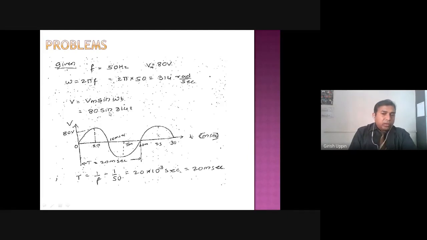Now, when they say sketch the waveform, whenever you have to sketch the waveform, you have to specify the time period T and the amplitude. So how to calculate T? Capital T, the time period, is equal to 1 by f. 1 by f is equal to 1 by 50. That becomes 20 milliseconds, 20 into 10 raised to minus 3 second.